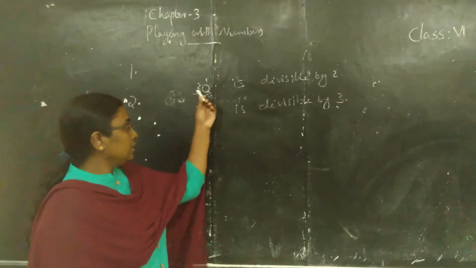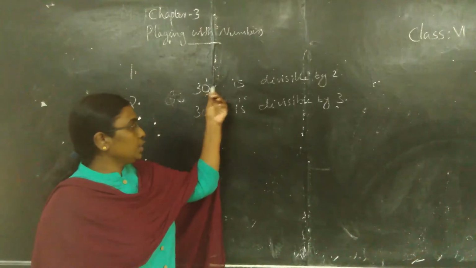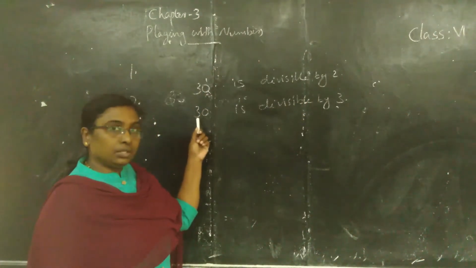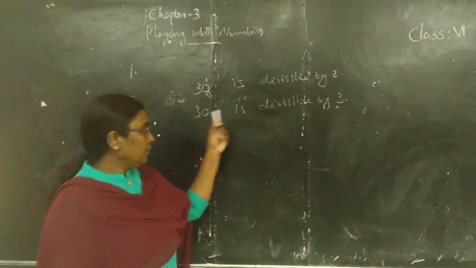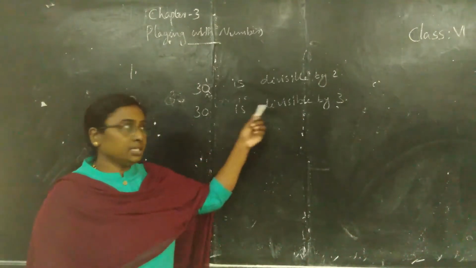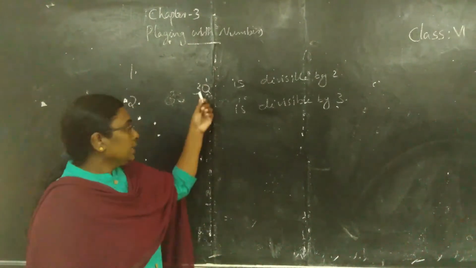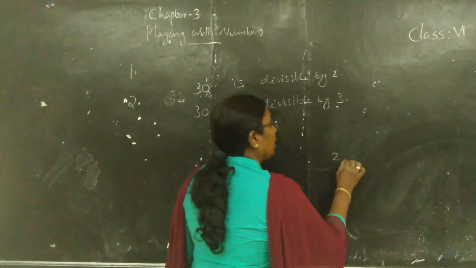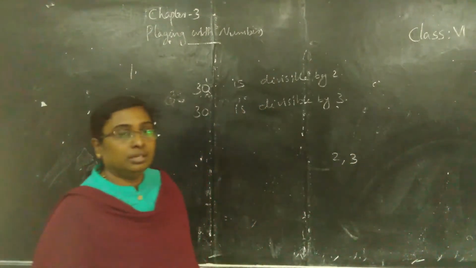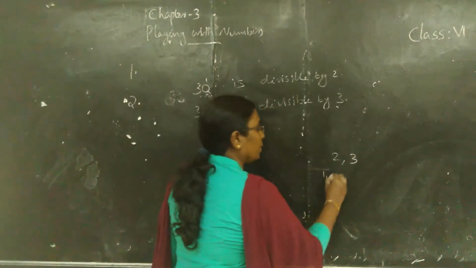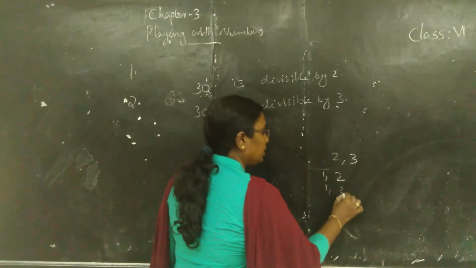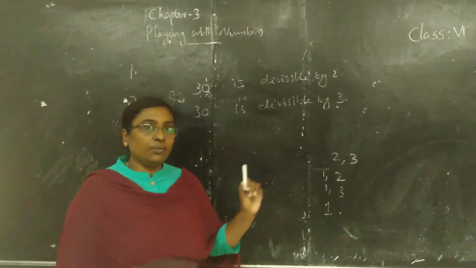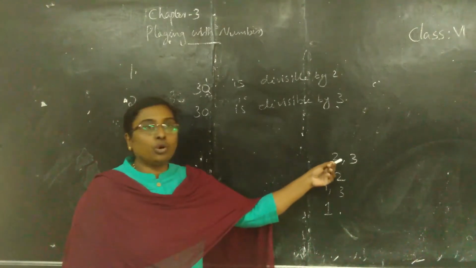Isn't it? Here the unit digit is 0, so it is divisible by 2. Here the sum of the digits, 3 plus 0, is 3, which is a multiple of 3. Therefore, 30 is divisible by 3. Okay. Here 30 is divisible by both 2 and 3. 2 and 3 are co-prime numbers. That is, factors of 2 are 1 and 2, factors of 3 are 1 and 3. Their common factor is only 1. If two numbers have only one as common factor, they are said to be co-prime numbers.